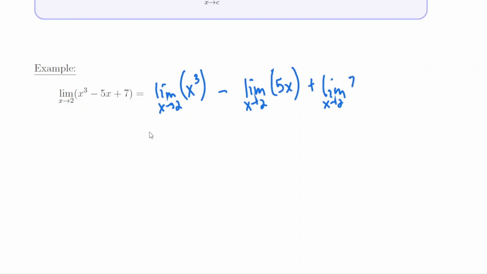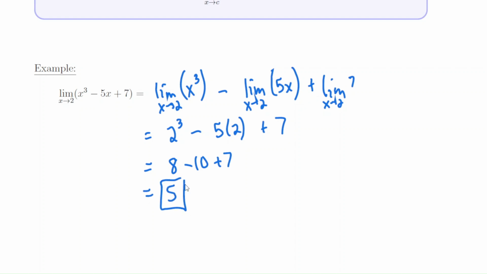And here, again, just by our theorem, we could just plug in the 2. We get 2 cubed. We can pull the 5 up front and then plug in the 2. This is going to end up being 5 times 2. And last of all, the limit of this constant is just the constant. And notice this is the same thing we would get if we just plugged in 2 here. This would be 8 minus 10 plus 7. So what would that be? 5, I guess it is. So notice if you just plug in 2, you get 5, and that's the correct answer.